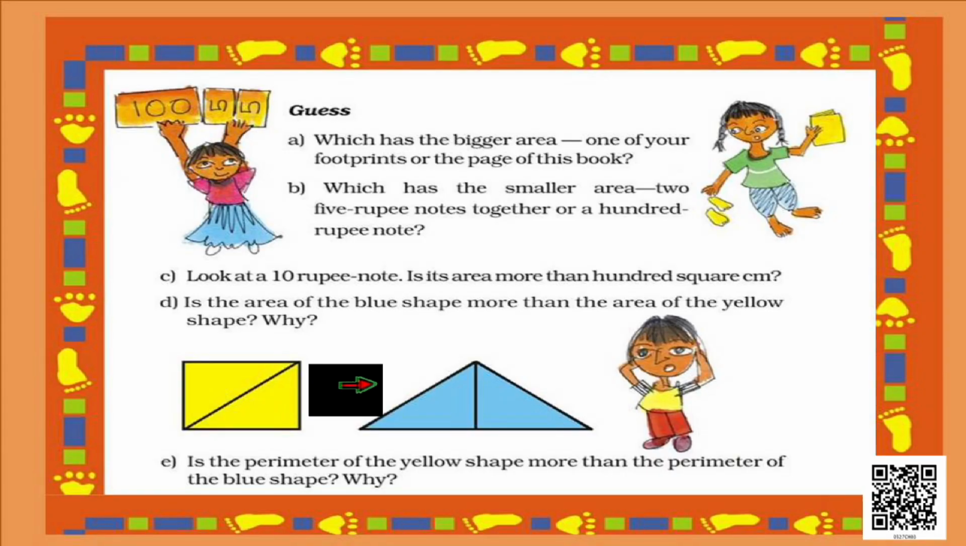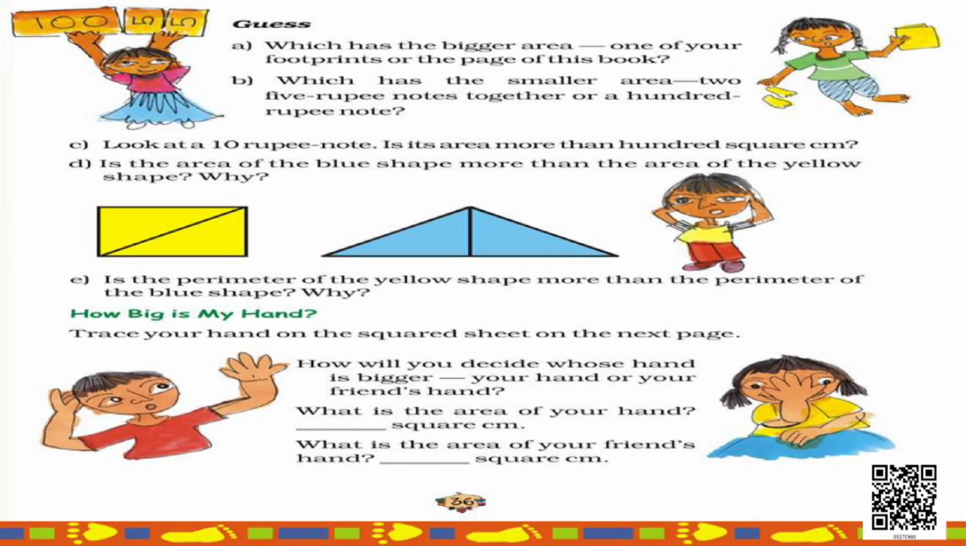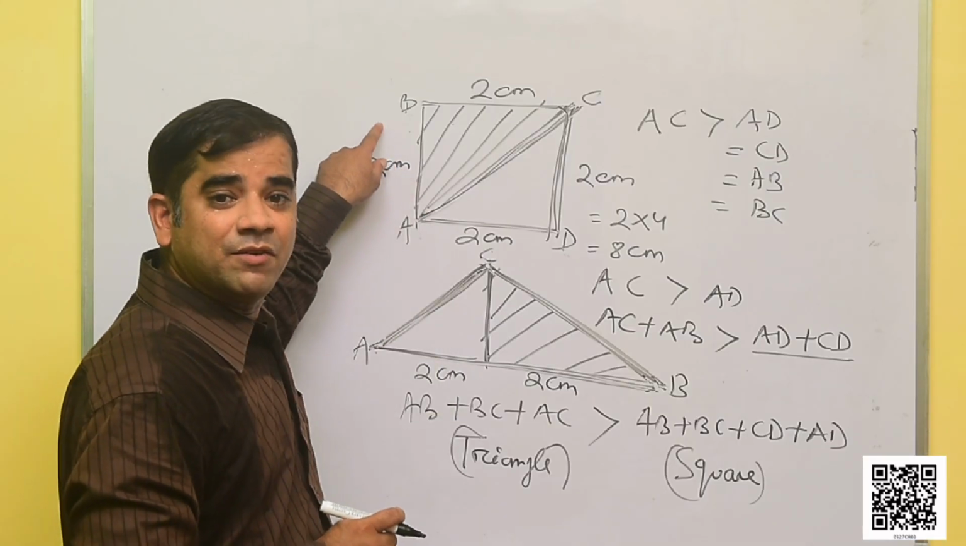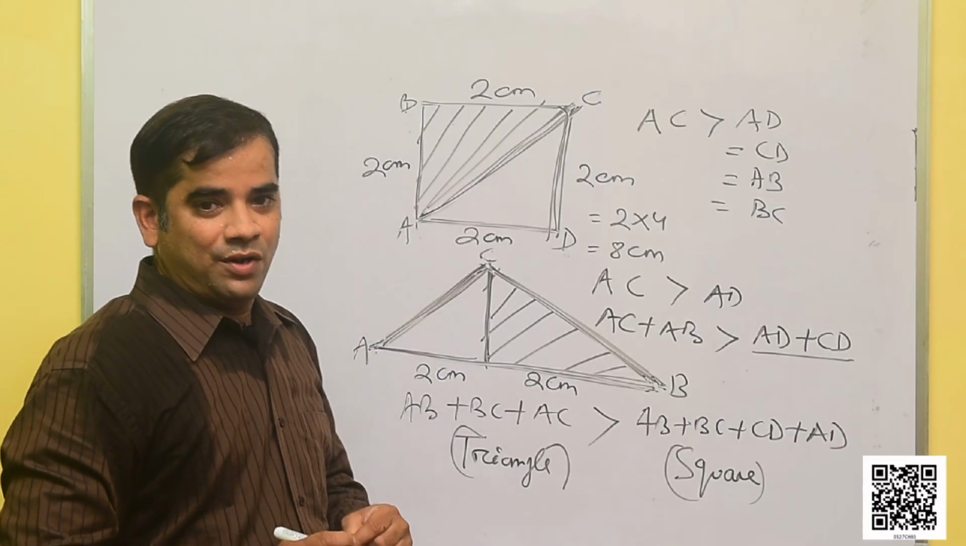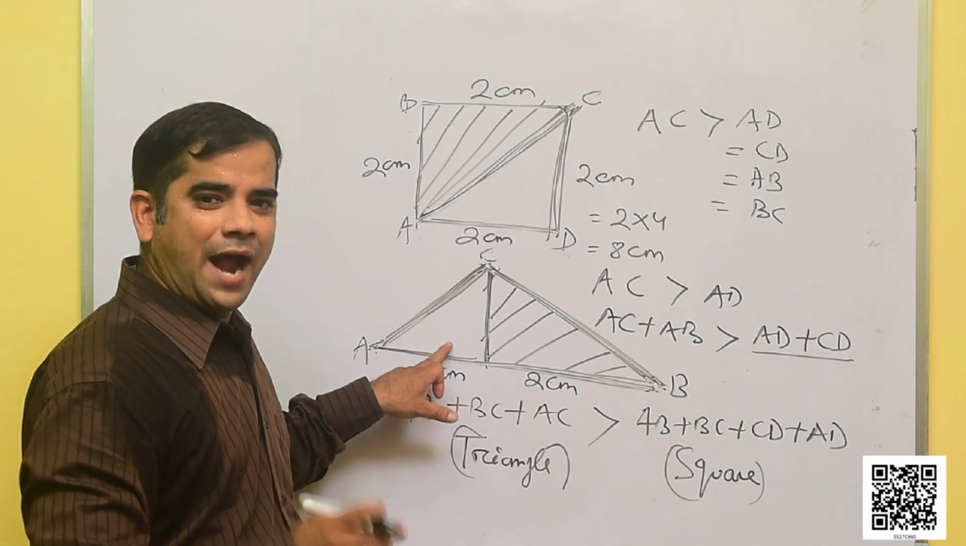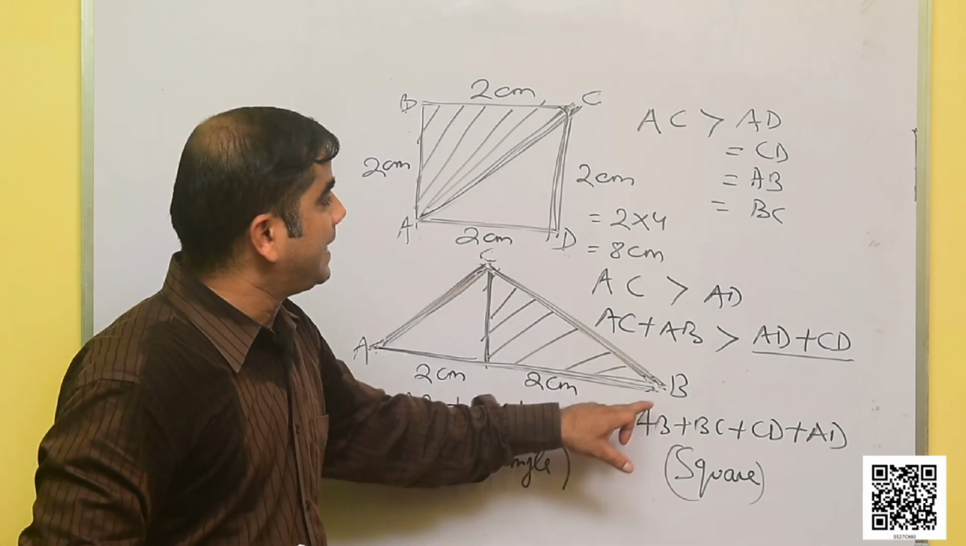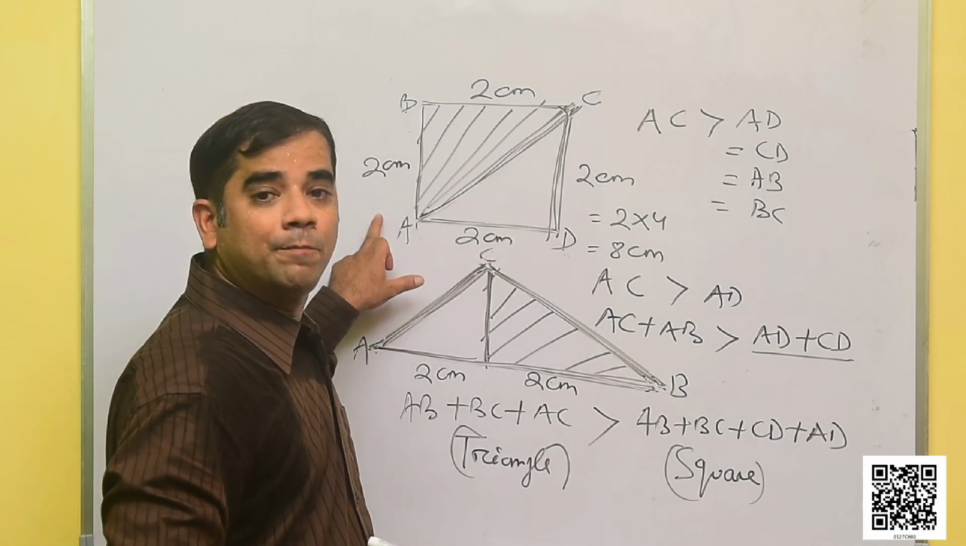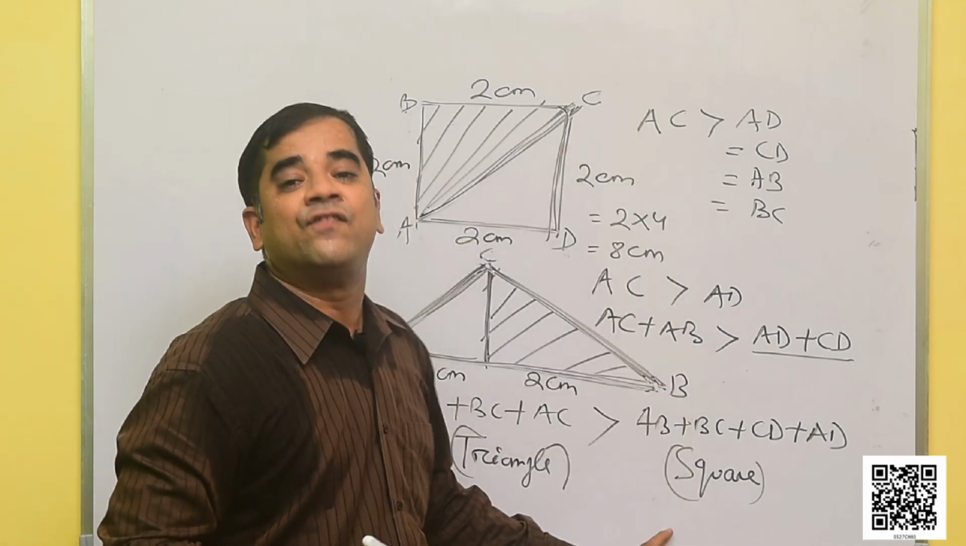This is a triangle and this is your square. Now you can clearly go through the question and find out the answer. Is the perimeter of the yellow shape more than the perimeter of the blue shape? The blue shape is more than the yellow shape, so in this case the answer will be no. The perimeter of the yellow shape is smaller than that of the blue shape. Why? Because the perimeter of the triangle is greater than that of the yellow square. We have clearly found it out.